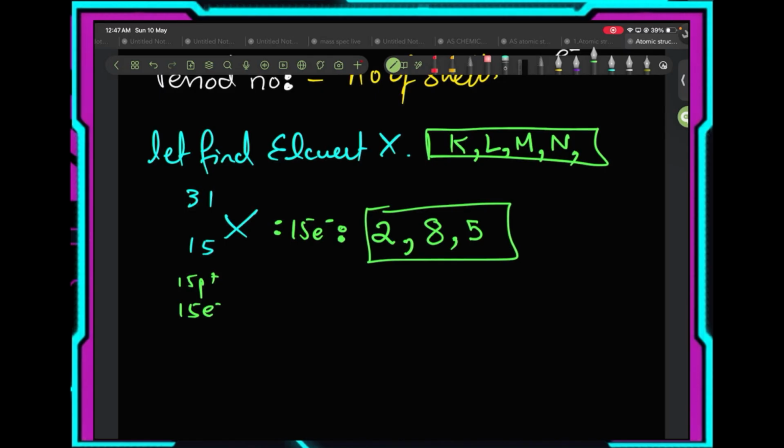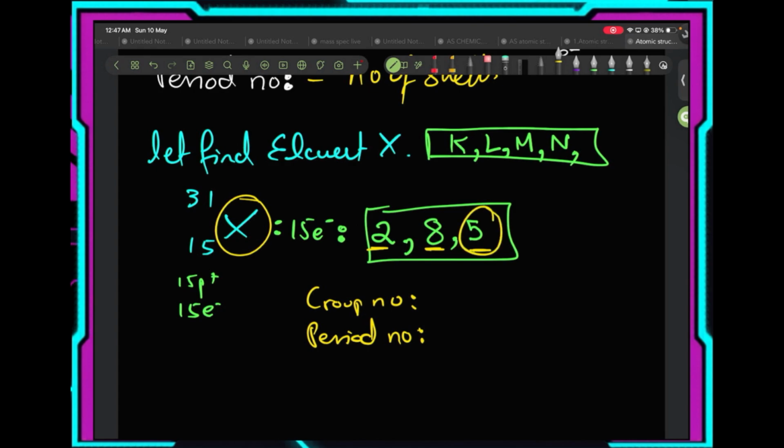Now let's just apply the rules. We need to find which group X belongs to, so the group number, and which period X belongs to. Then we'll locate it in the periodic table. What's the group number for X? Which is the valence shell? Yep, the rightmost is the valence shell. How many electrons in the valence shell? 5. So group number should be 5. You always write the group number in Roman numerals. And what about the period number? How many shells are filled over here? 1, 2 and 3. 3 shells are being used, so period number 3.